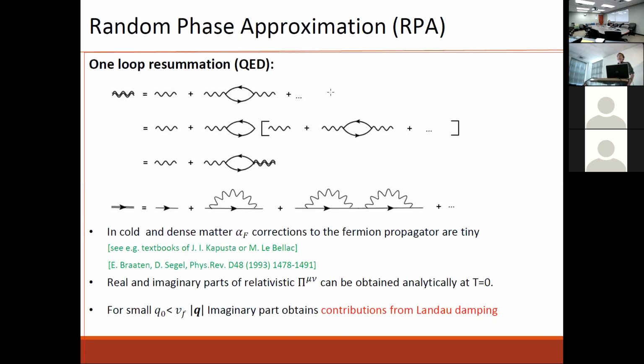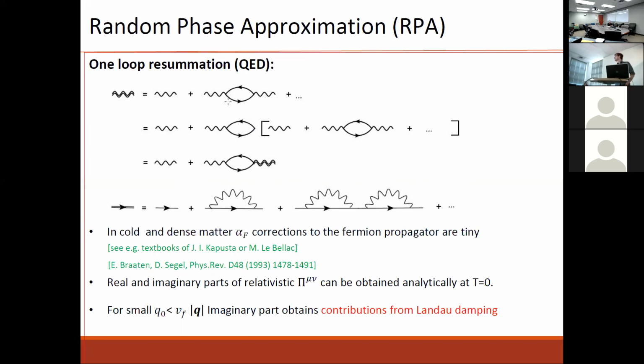In cold and dense matter, the alpha_F corrections to the fermion propagator are actually not that relevant. So we are really going to focus on the Dyson equation for the photon and treat the leptons as bare particles, and also the protons as far as electromagnetic interactions are concerned. Of course, strong interactions then modify the picture, so protons really are quasi-particles in the strongly interacting plasma. And then we're going to look at the imaginary part that arises from Landau damping in the region of small energies. I know what alpha is. What's alpha_F? Alpha_F is the fine structure constant.